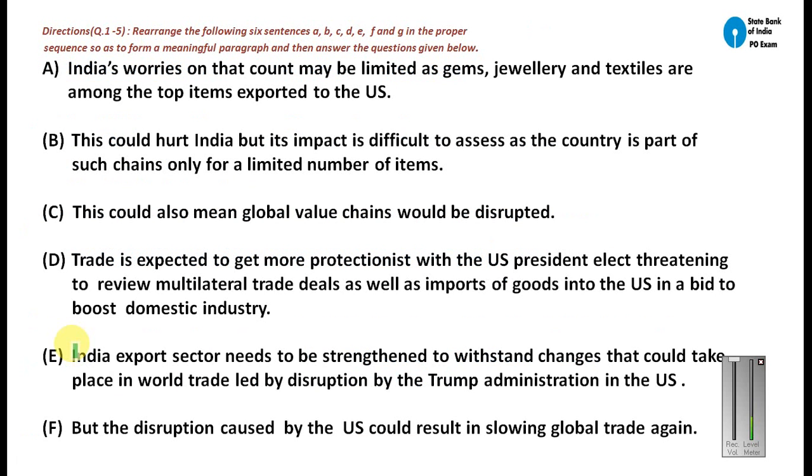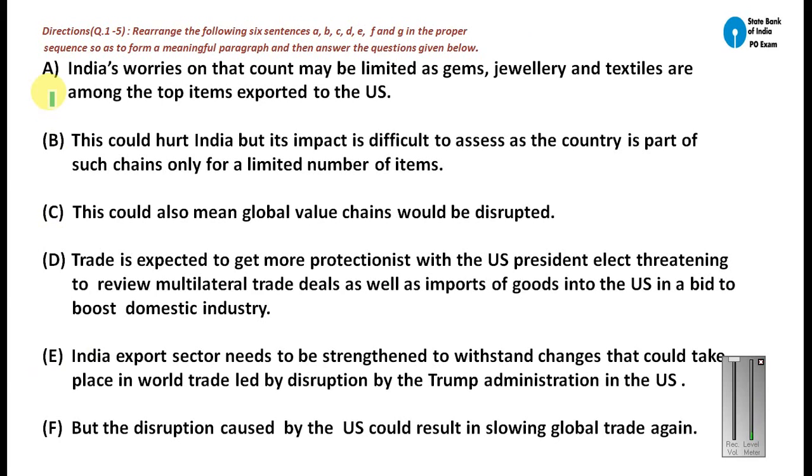Now let us see the real example. This real example I have picked up for the SBI PO pre-exam. So this kind of parajumble can definitely come in the SBI PO pre 2017 exam. As you can see here, 6 sentences are given: A, B, C, D, E and F. They are jumbled up, mixed up, and you have to put them in proper order to make a meaningful paragraph.